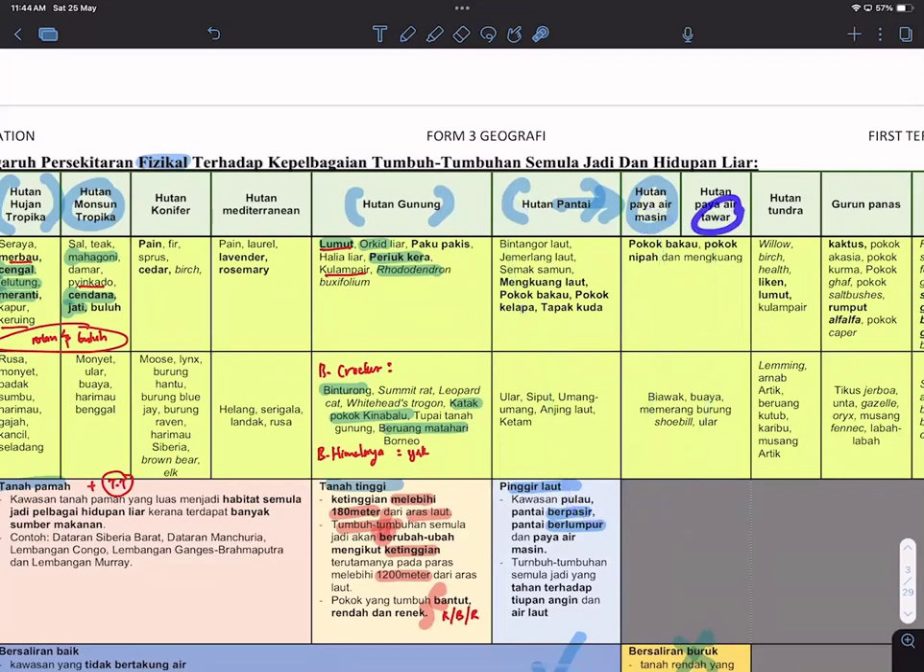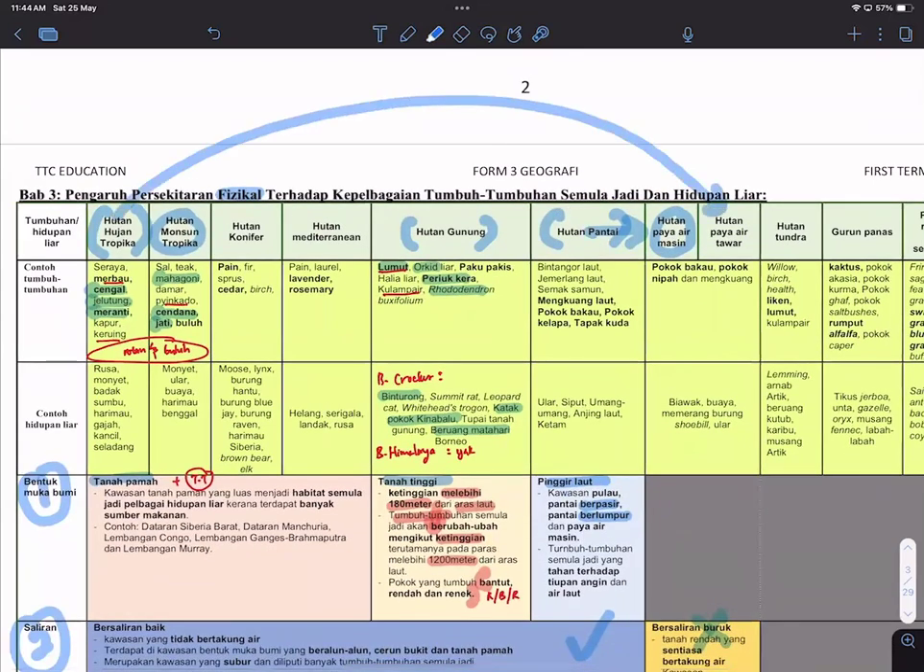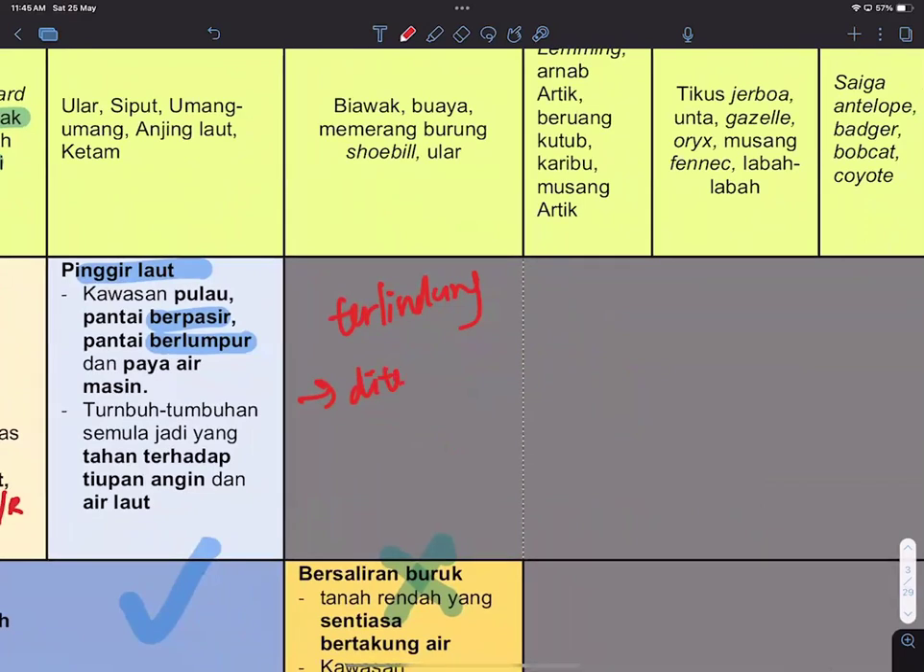But this is freshwater. Freshwater is nowhere near the hutan pantai, right? Because these two are saltwater. So that's why, guys, for the hutan hujan tropika, use the highlighter to draw. Hutan paya air tawar is nowhere near the pinggir laut. Hutan paya air tawar is Tanah Pamah yang rendah. So other than rendah, we can use another keyword. For the hutan paya air tawar and air masin, we can use the keyword kawasan terlindung, which means sheltered, right? Always flood, right? Ditenggelami air. Ditenggelami air.